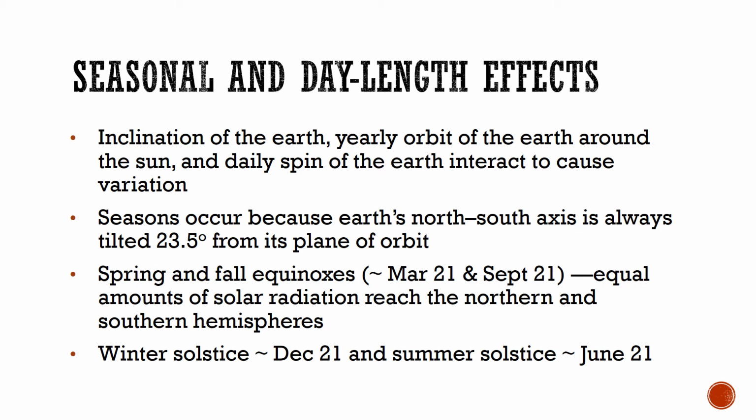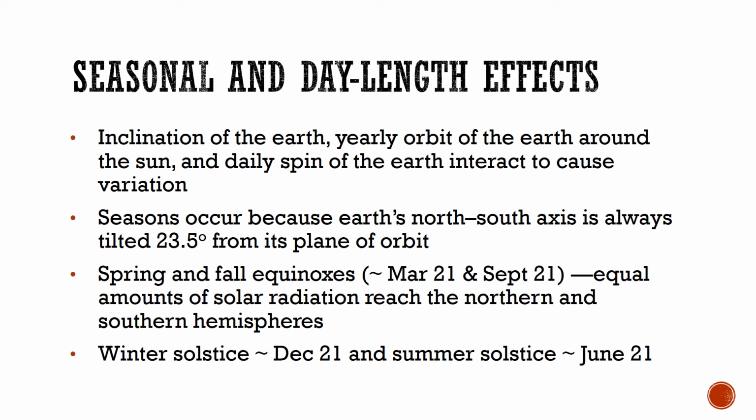We have two equinoxes, spring and fall: March 21st and September 21st, and that's probably in your brain because that's kind of when officially spring and fall begin. It's because there is an equal amount of solar radiation that reaches the northern and southern hemispheres. Then the winter solstice is December 21st, and the summer solstice is June 21st, which is technically when summer starts.